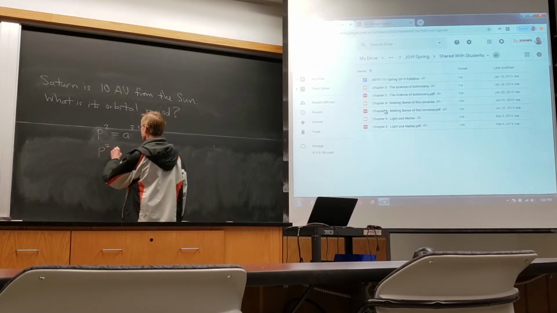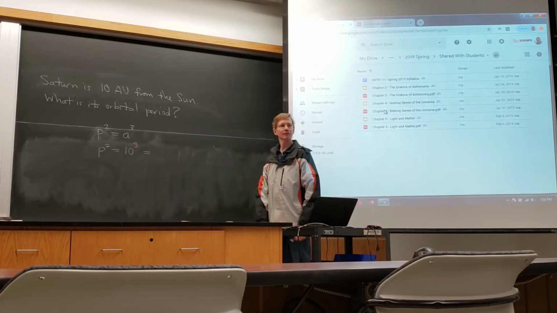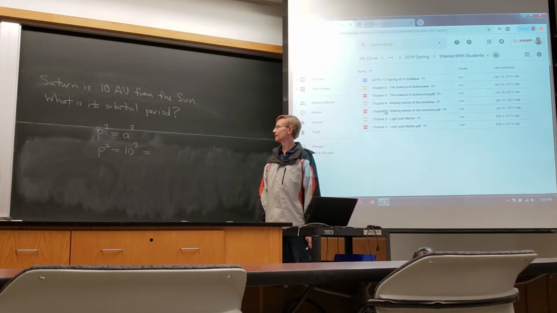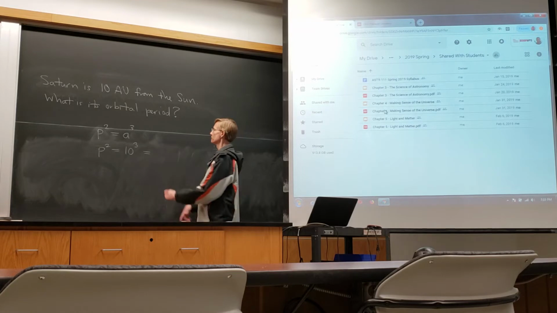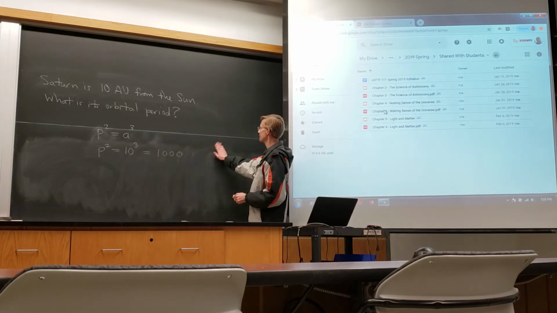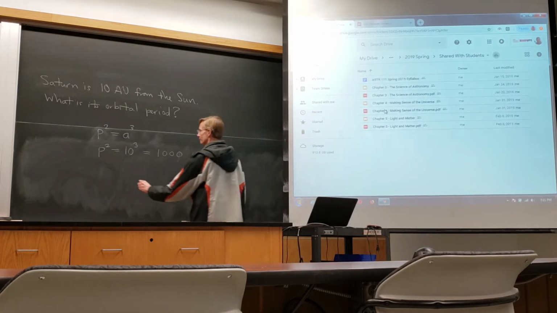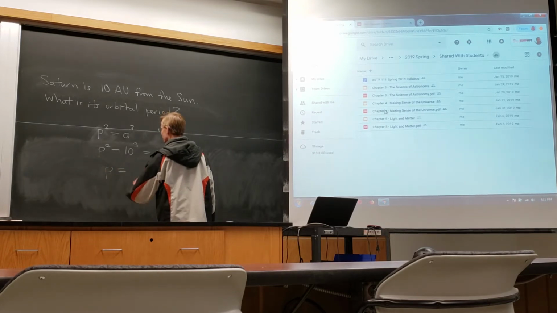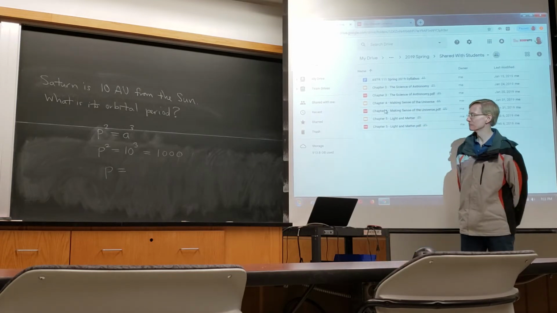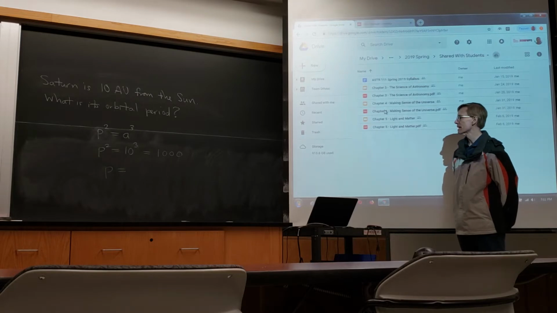So for Saturn here, p squared is equal to 10 cubed. What's 10 cubed? 1,000, right? 10 times 10 times 10 is 1,000. 10 to the third power means 1 with 3 zeros after it. So p squared is equal to 1,000. So what's p? And I don't literally mean what's the number. I'm not expecting you to do that in your head right off here. But in other words, how do I find p?